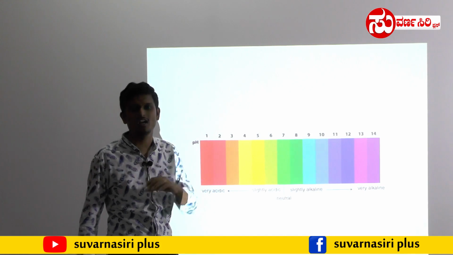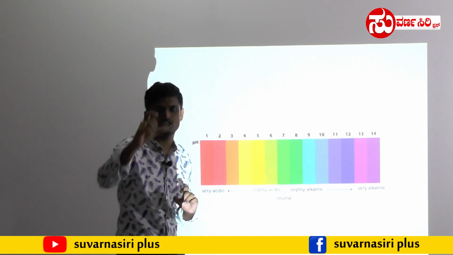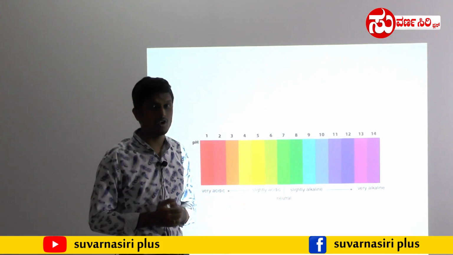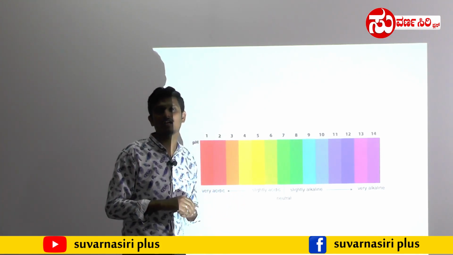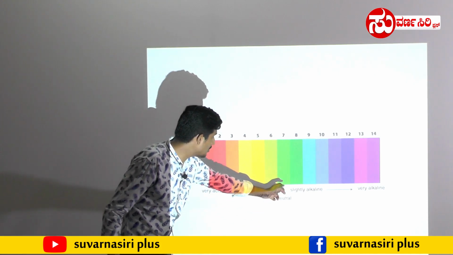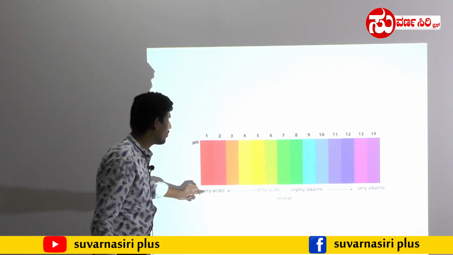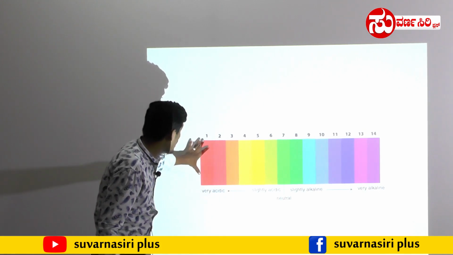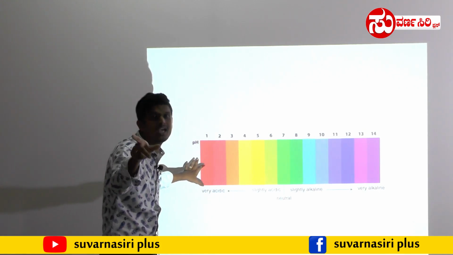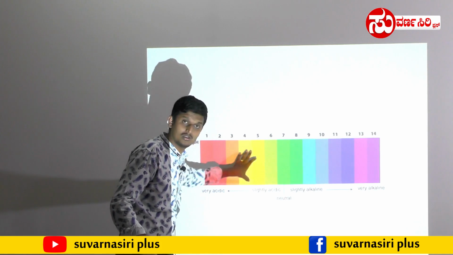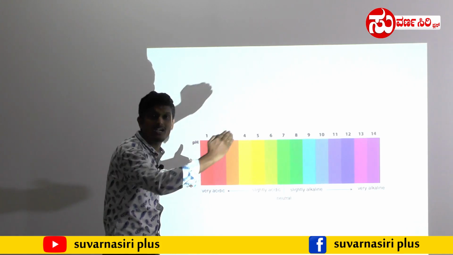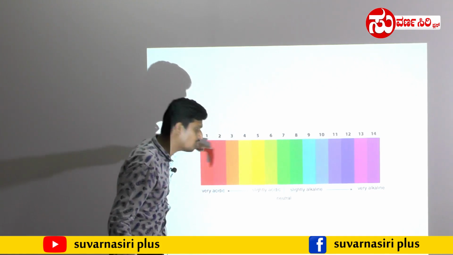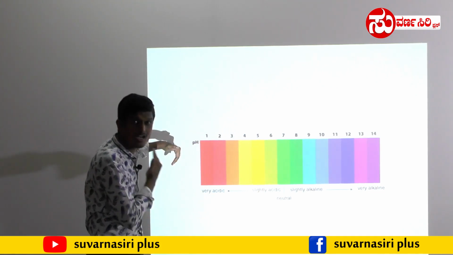The coconut water we are drinking is neutral. The distilled water we use in our day-to-day life is also neutral. The food we are consuming is acidic in nature. So if you go from 7 to 1, it becomes stronger and stronger acid. pH 1 is a very strong acid. If you go from 1 towards 7, the acidic nature decreases. If you come from 7 to 1, the acidic nature goes on increasing.